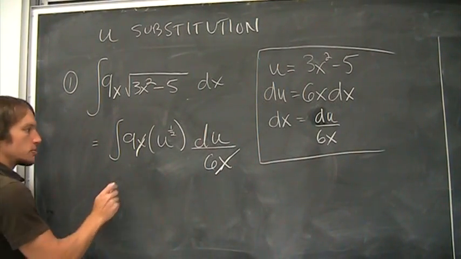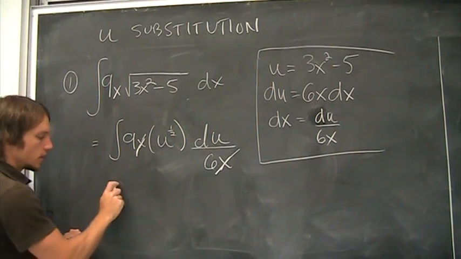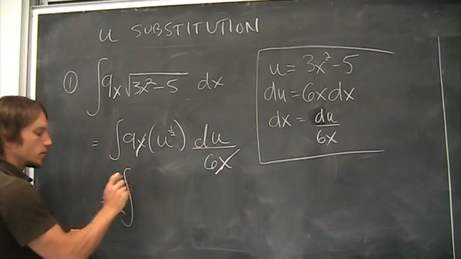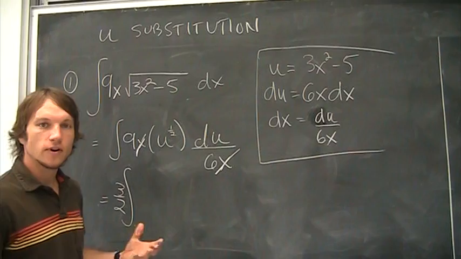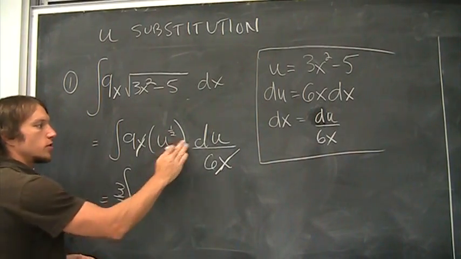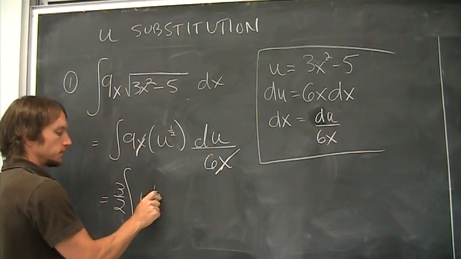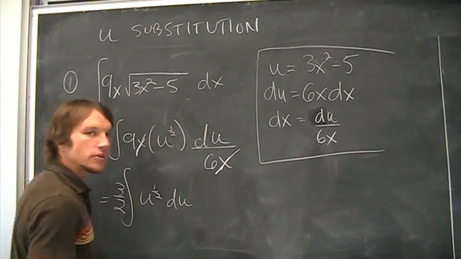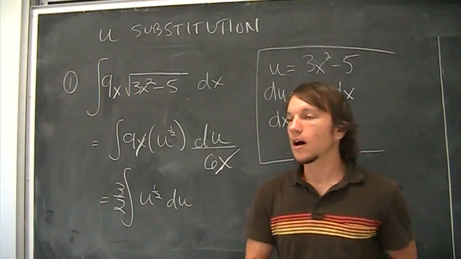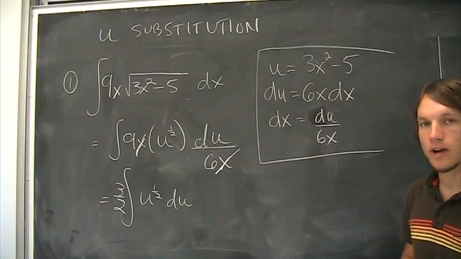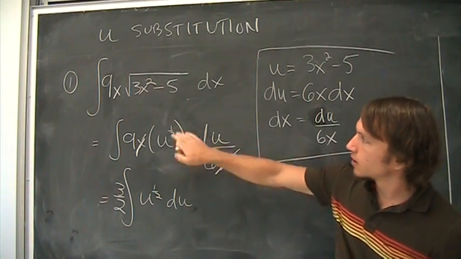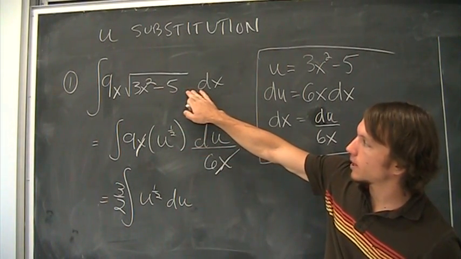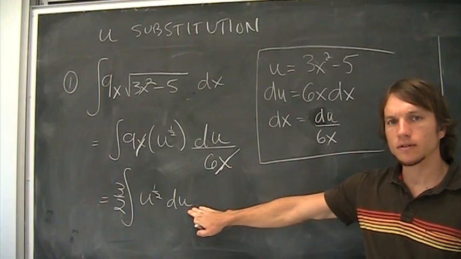What I can do is pull this fraction out, 9 over 6, or 3 over 2, using the constant multiple property for integrals, and that leaves me with the integral of u to the 1/2 du. That's a fairly easy function to integrate. We've dealt with these before. I've reduced something that seemed quite complicated to a nice easy integral.